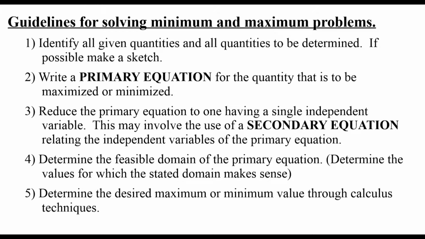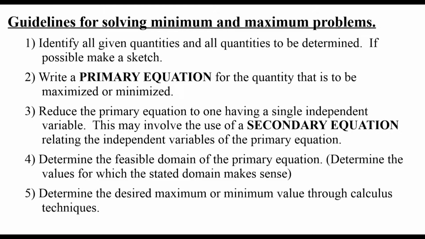And then for number 3, we're going to try to reduce that primary equation in such a way that we only have one dependent variable. And sometimes you can't do that. So they'll give you an additional piece of information that you can make a secondary equation and then do a substitution. My first example, we're going to do something like that.